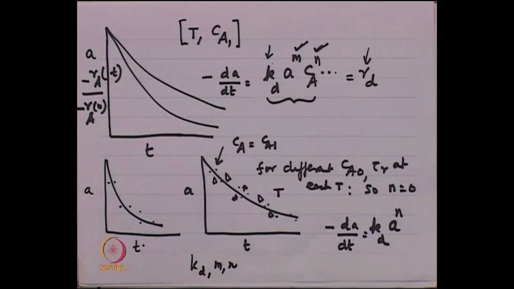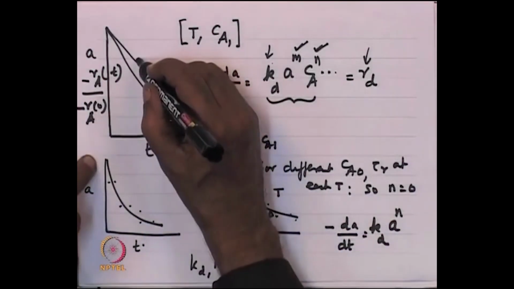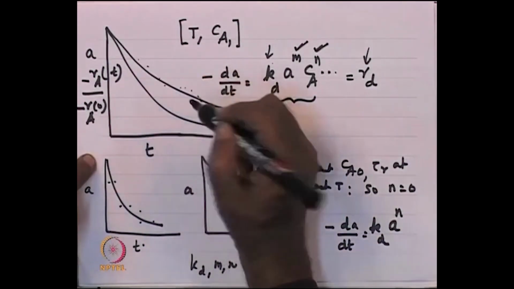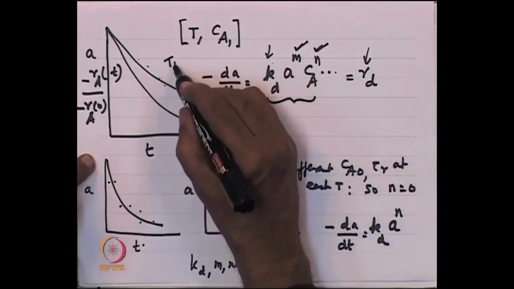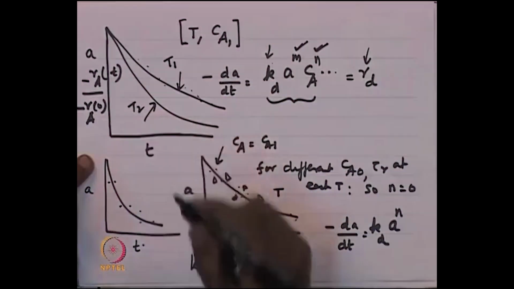So, our deactivation experiments, essentially what is the experiment? We have done Ra at time t divided by Ra at time 0 and made a plot of A versus time, and we got data, okay, at one temperature, maybe this may be at temperature T1 and this may be at temperature T2. Is that clear?